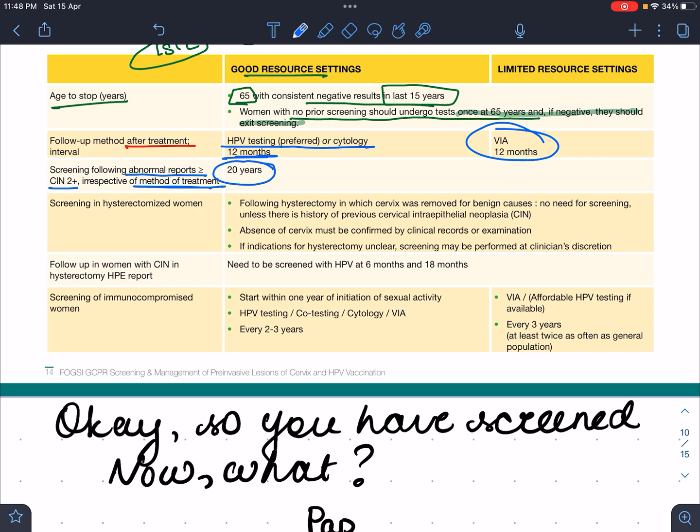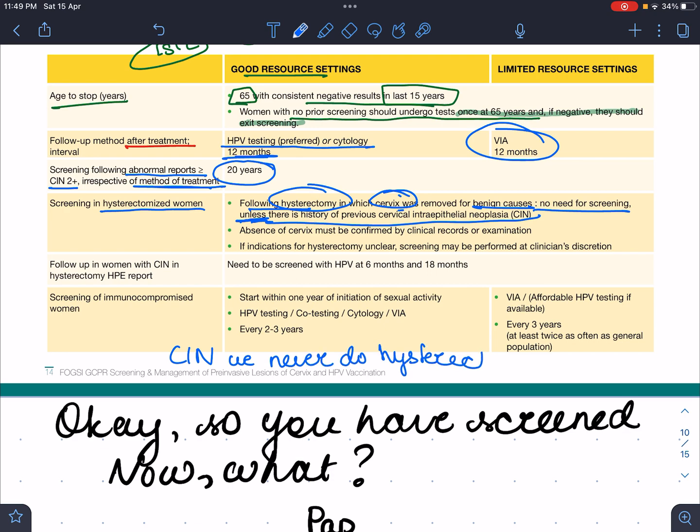Okay. Then screening, now women who have had a hysterectomy. Following hysterectomy, if the cervix was removed for any benign cause, like fibroids or something like that, then there is no need for screening, unless there is history of previous CIN. Okay, for CIN we never do hysterectomy. So if a woman had a hysterectomy with the cervix removed for some benign cause, there is no need for screening unless there is history of CIN. Second, absence of cervix you have to confirm. Okay, and if the indication for hysterectomy is not clear, then at clinician's discretion you can do.